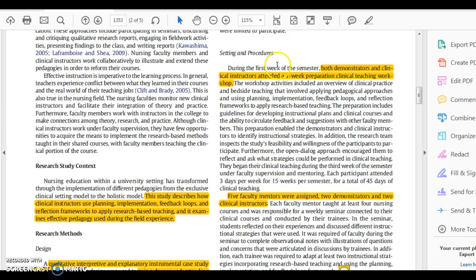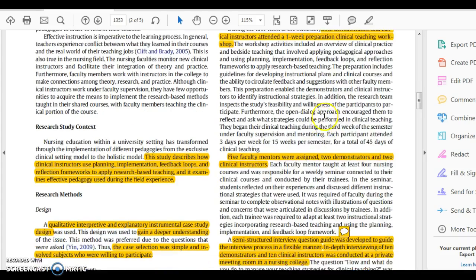This tells us about the settings and the procedures, so it goes into a little bit more how these folks, the novice educators, attended a 1-week preparation clinical teaching workshop. So you could consider that your independent variable. And what impact or how did this workshop affect all these dependent variables? In other words, outcome variables.